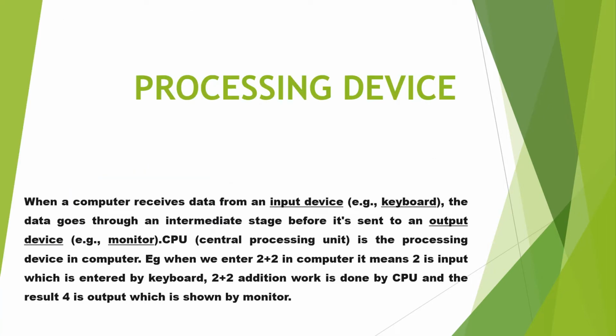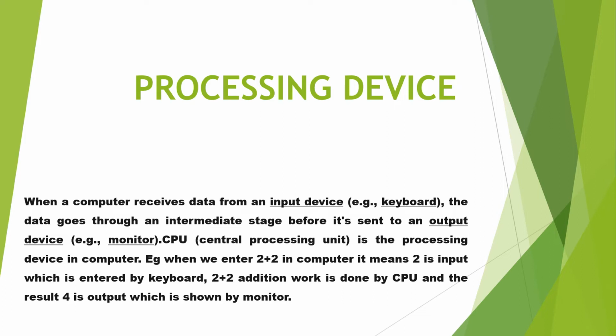Now let's talk about processing devices. When a computer receives data from the input by the help of keyboard or mouse, the data goes through an intermediate stage before it is sent to the output. Example, monitor. And processing device, CPU. CPU means central processing unit. CPU is the processing device in a computer.